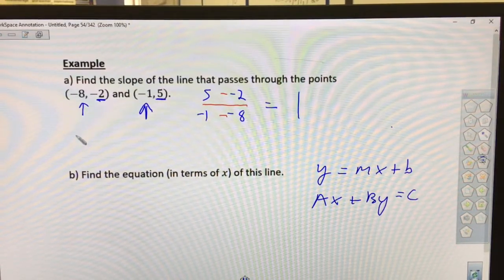So, you have a date this Friday night. Who are you going to go out with? Negative 8, negative 2, or 1, 5? You're going to go out with negative 8, negative 2.